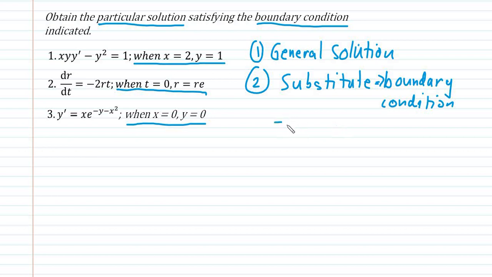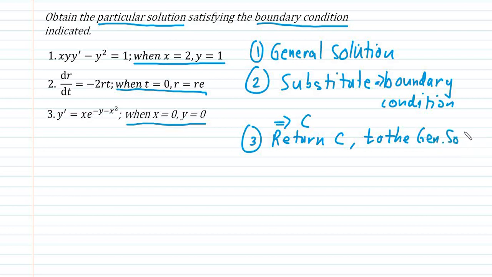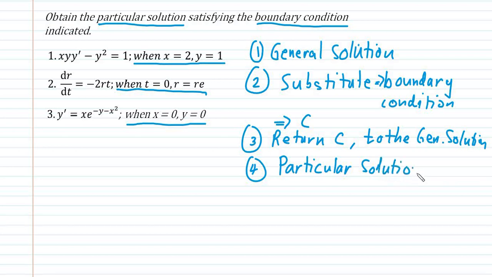We'll actually solve for c, the particular value of c, and then return c to our general solution, and then after returning and some simplification, you will now obtain your particular solution. Okay, so that's the general steps that we are going to take.